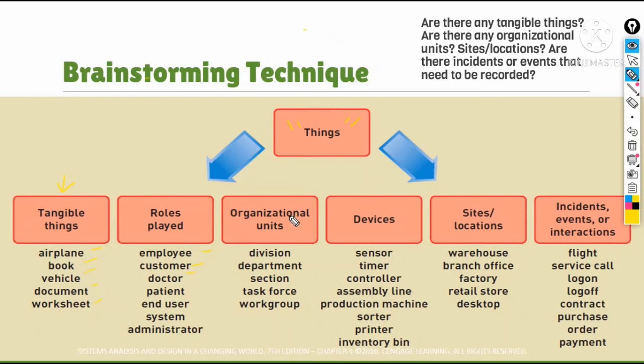Other types of things can include organizational units such as division, department, section, devices such as sensor, timer, controller, sites or locations such as warehouse, branch office, factory, and even incidents or events or interactions such as flight, service calls, log on, log off, order, payment.